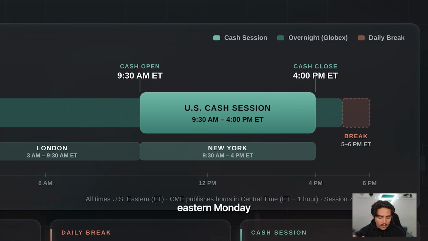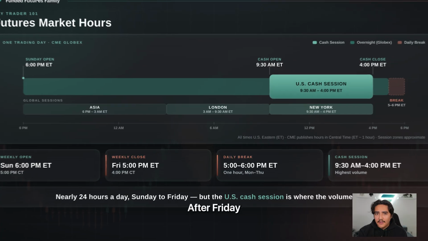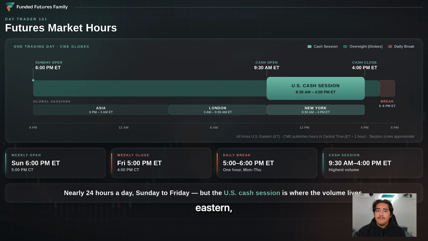After Friday close at 5 p.m. Eastern, the market will stay closed until Sunday open. Just so you guys understand how long the market will be open for, and you can go ahead and place your trades during those times that the market is open. Make sure you don't open any trades close to when the market closes so you don't get stopped out by the market.